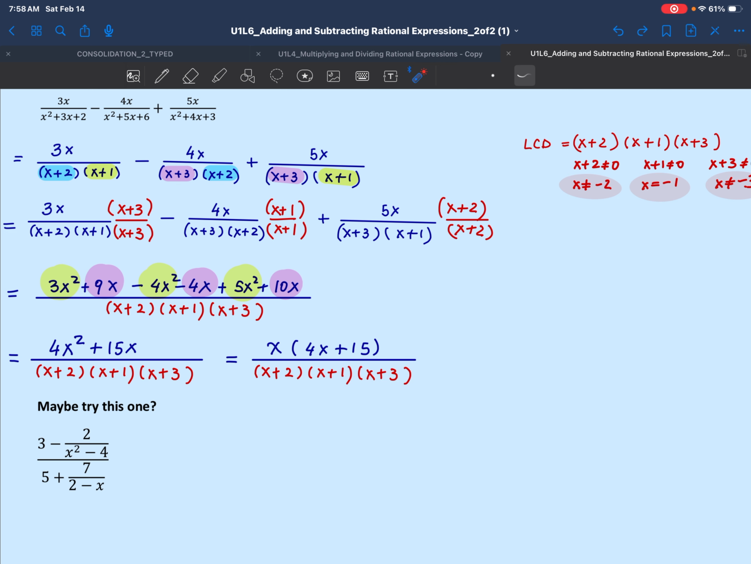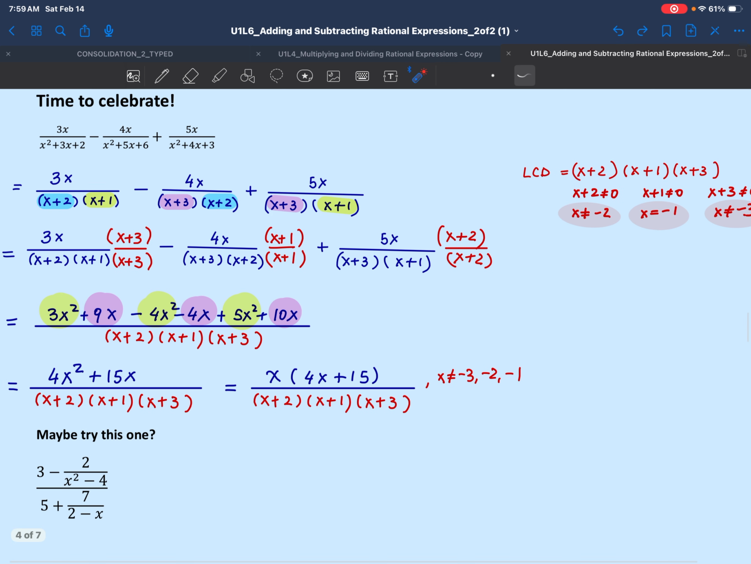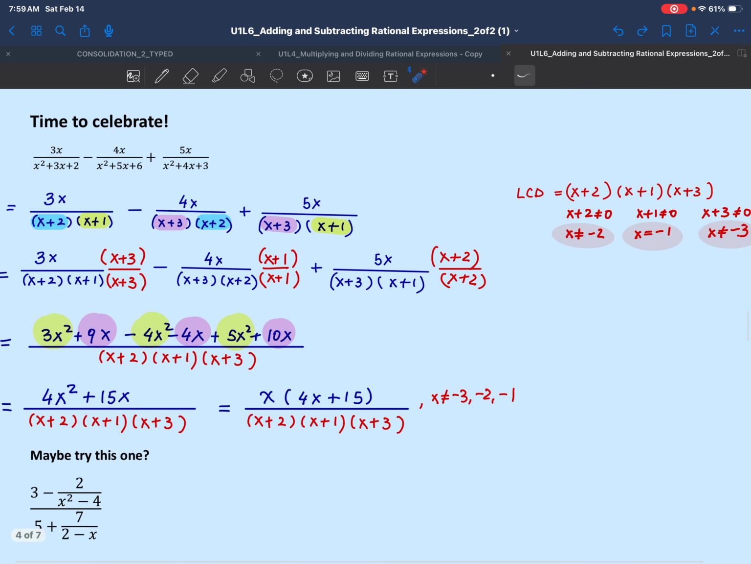And lastly, we're going to state the restrictions. Lowest to highest, negative 3, negative 2, and negative 1 are not allowed to be values of x. And that would be it.